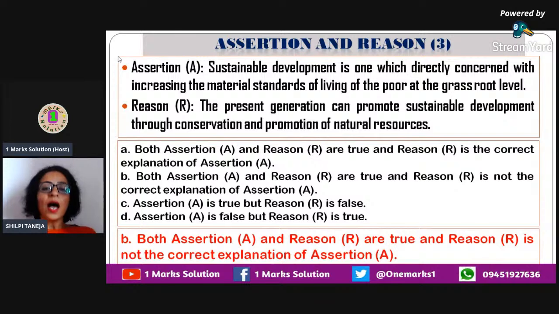That is also true. Our present generation, how can we promote this sustainable development? By conserving and by promoting the natural resources. So both the statements are true, but reason is not explaining the assertion. So again we will go for option B in this question.